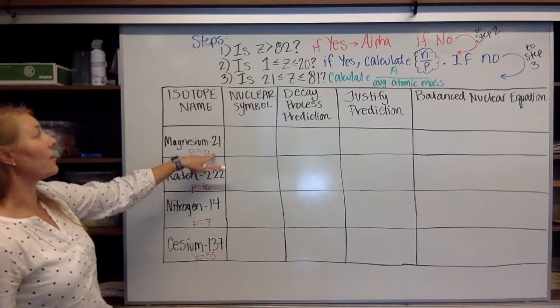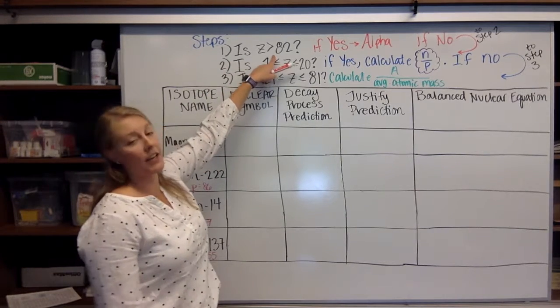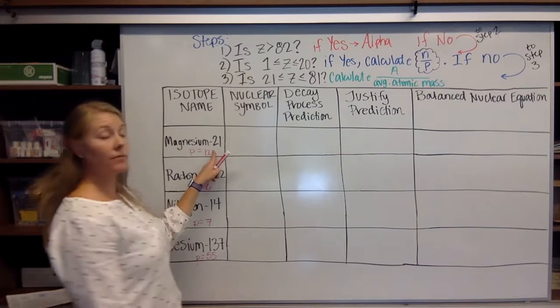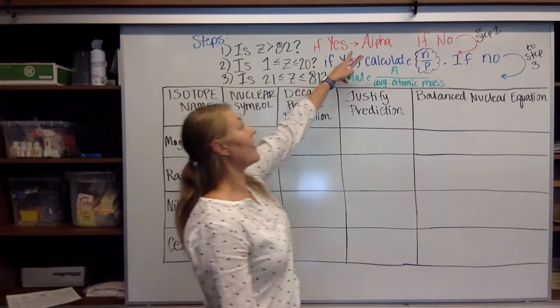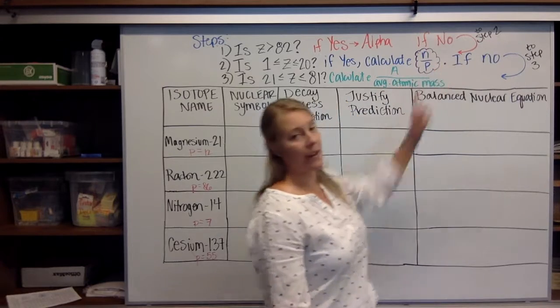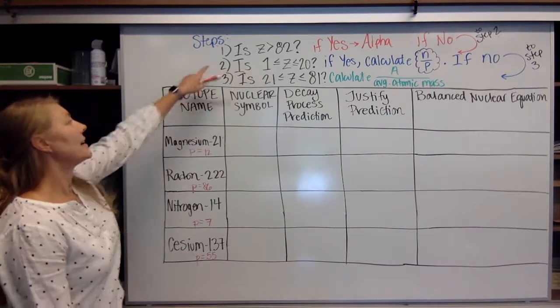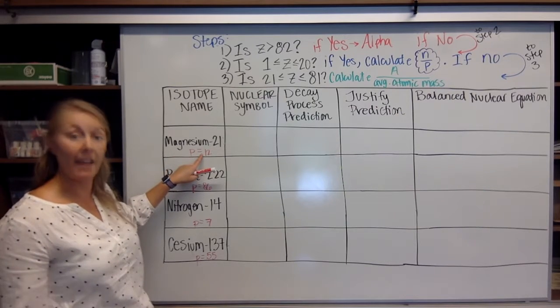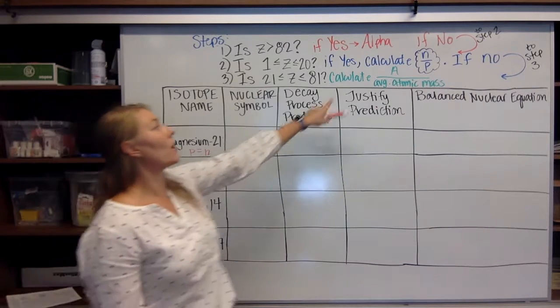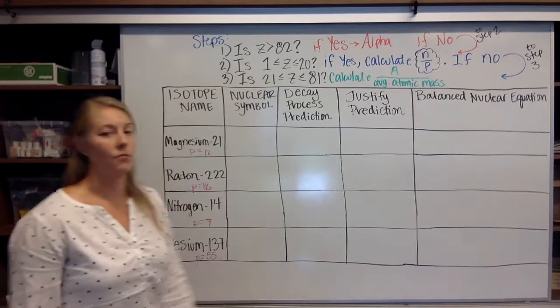So the first thing you do is look at, is Z greater than 82? No, 12 is not greater than 82. So we know it's not alpha. If yes, it's alpha. If no, go to step 2. So we're going to step 2. Is Z between 1 and 20? Proton number 12. Yes, it's between 1 and 20. Then we're going to calculate the neutron to proton ratio.